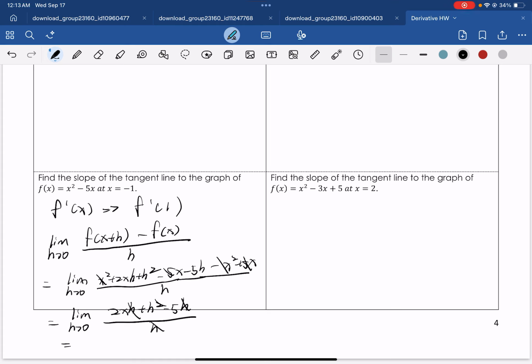So we get the limit as h approaches 0 of 2x plus h minus 5. Basically, h goes to 0, so h is just 0. What we are left with is 2x minus 5, and then we plug in f prime of negative 1, which is negative 2 minus 5, so it's negative 7. Alright, the last one. We do the same thing. We just plug x equals 2 into f prime of x. So we solve for the derivative first.